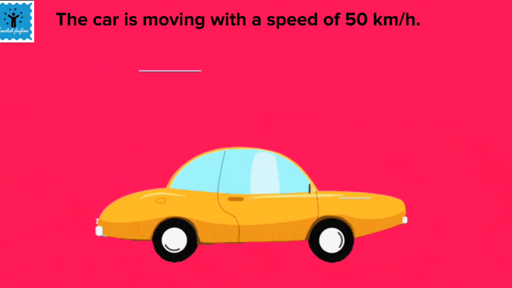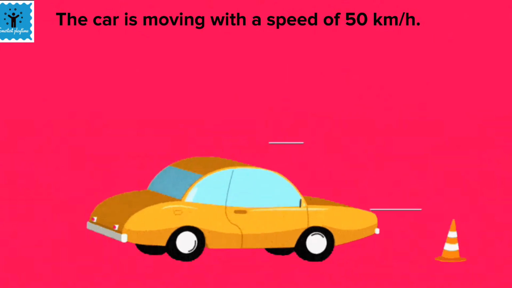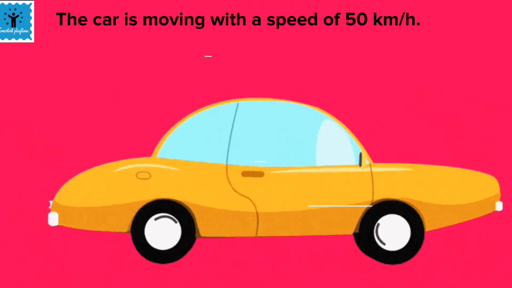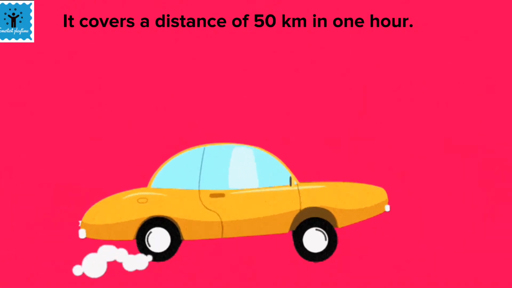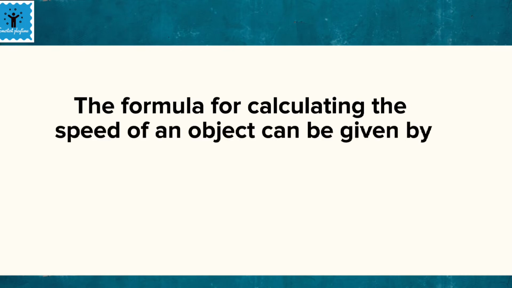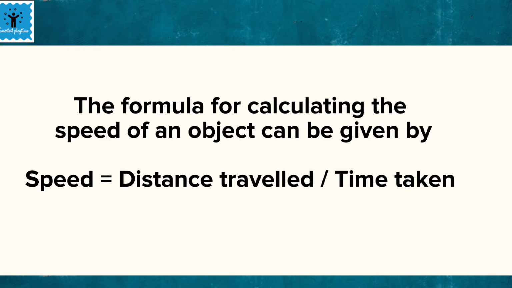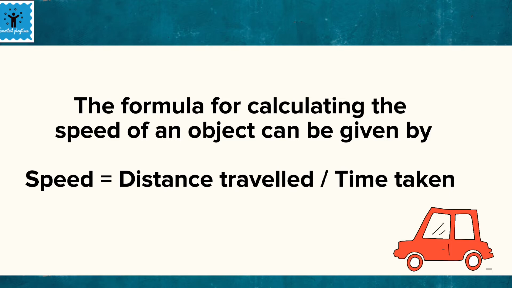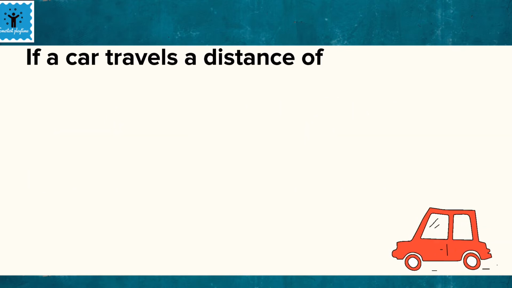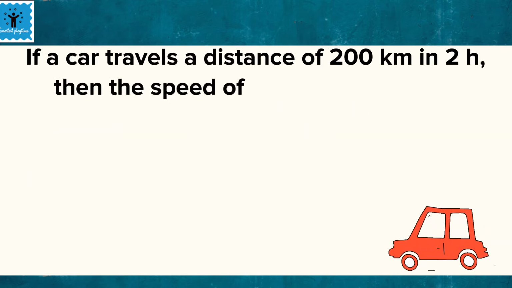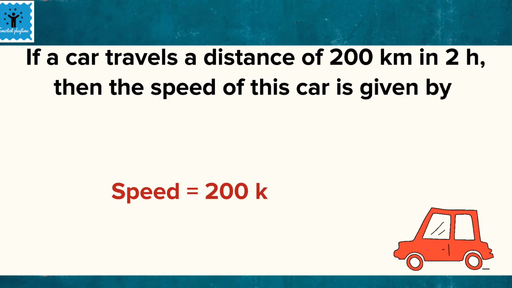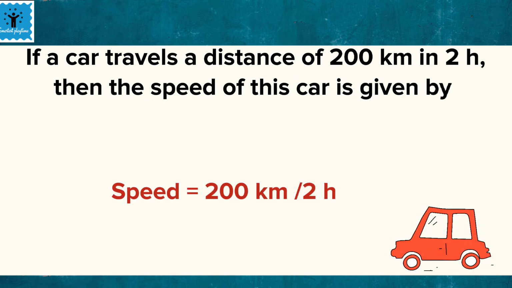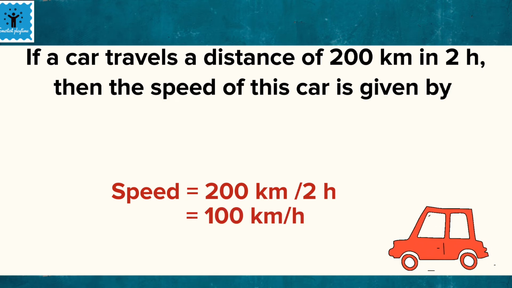When we say a car is moving at a speed of 50 km per hour, it means that it is going to cover a distance of 50 km in 1 hour. Speed is the total distance covered divided by the total time taken. For example, if a car travels a distance of 200 km in 2 hours, then the speed of the car is 100 km per hour.